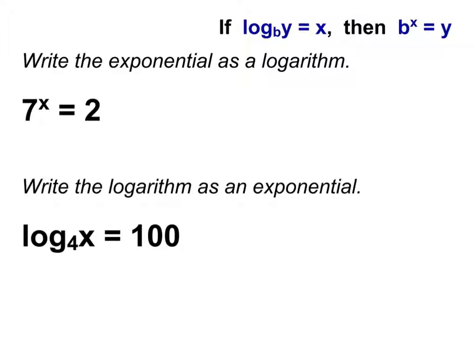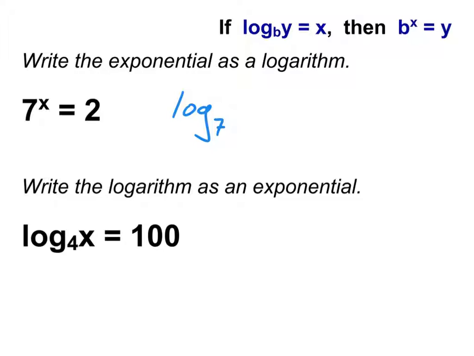So notice for this first one, I'm writing the exponential as a logarithm. And so if I'm going to write a logarithm, the first thing I have to write is log. The next thing is the base, b. The base is whatever's raised to a power. In this case, that's the 7. And so this is going to be log base 7. Remember when you write that, our base is written smaller and lower.